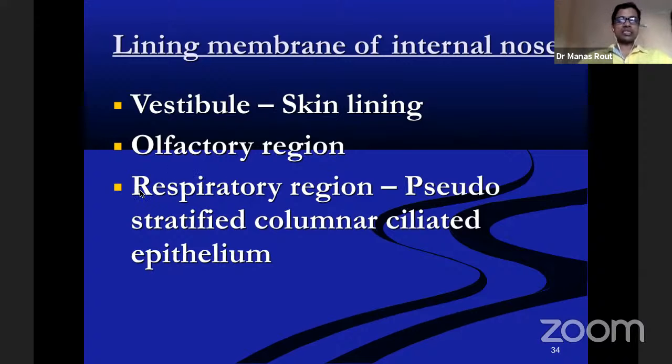Now below this, there is the respiratory region where you will get the respiratory epithelium. So what is respiratory epithelium? It is none other than pseudostratified columnar ciliated epithelium. It has small cilia which will move and help in protecting the nasal cavity from any dust particles. It is also helpful in moving the secretions posteriorly. Usually the movement is towards the posterior nasal cavity.